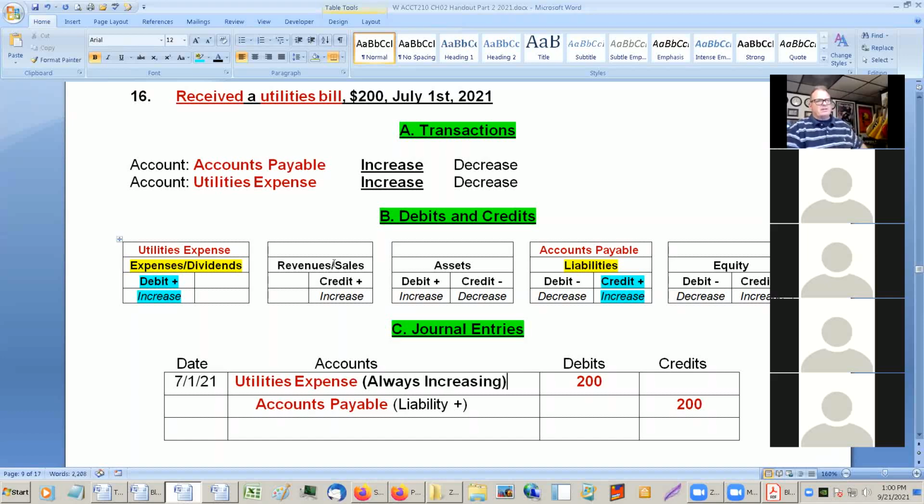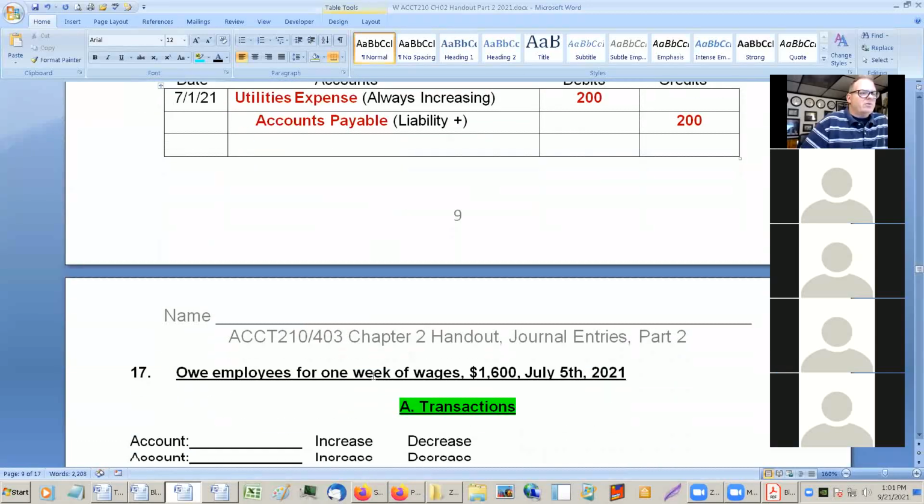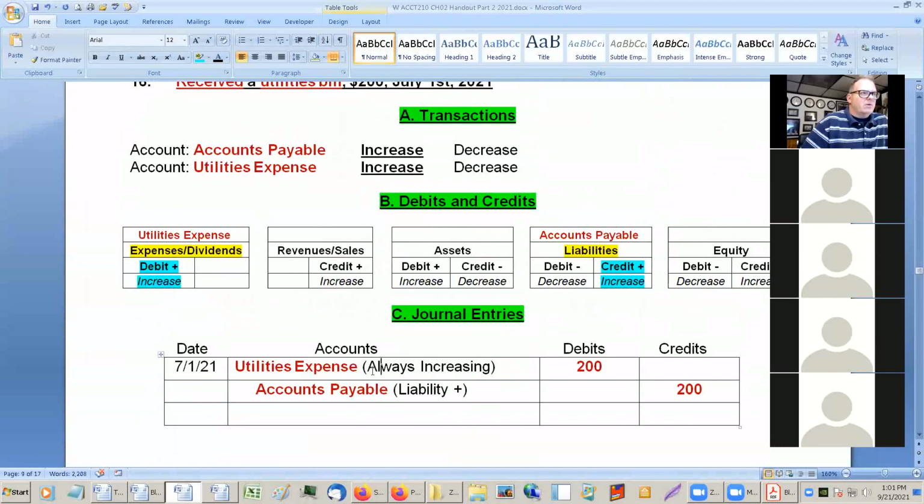Always increasing. That's not 100% true, but it's 99.99% true, so I'm going to say it anyways. The 0.01% of the time that I'm wrong is probably not material. Okay, so they're always increasing, they're always going to be debits. Okay, any question on anything?